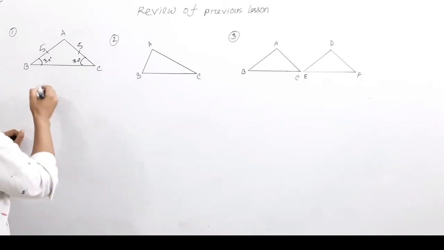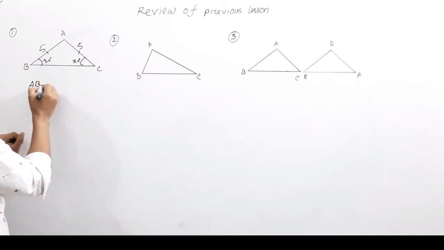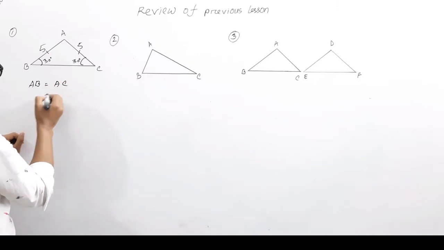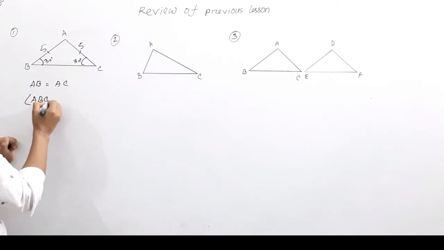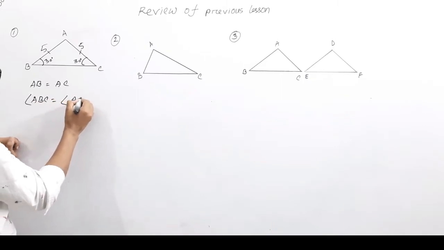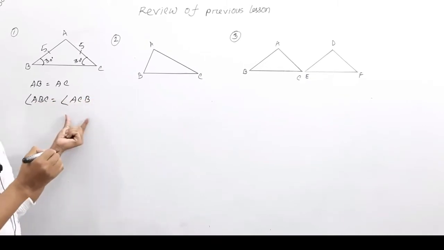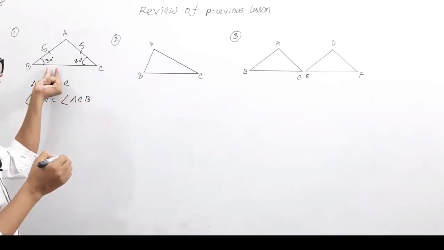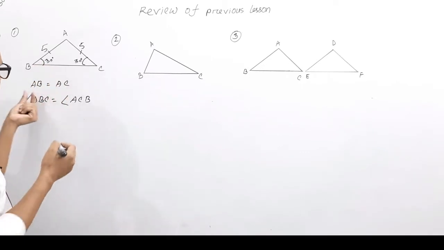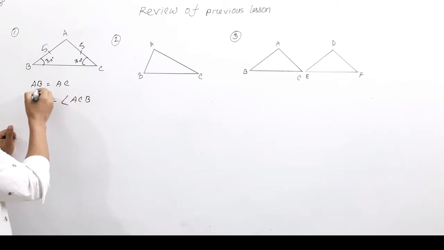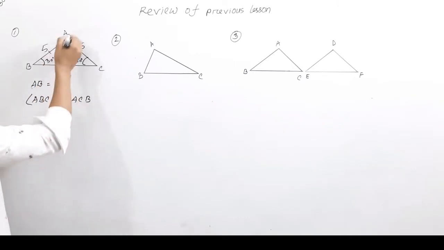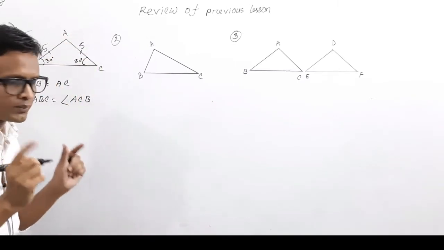So when AB equals AC, we can write angle ABC equals angle ACB. This one is equal. It can be 30 degree or 60 degree or whatever, but this angle will be equal when these two sides, AB and AC, are equal. This one you have to know.